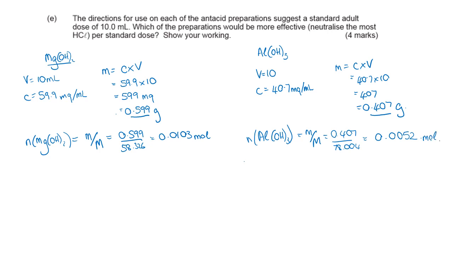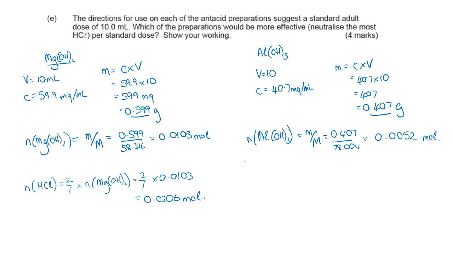so there's our moles of each, and you say, well, again, the magnesium hydroxide is the bigger number, but we've got to look at how much acid would be neutralized. So, for this reaction, the number of moles of hydrochloric acid neutralized would be 2 over 1 times the number of moles of magnesium hydroxide, which is 2 over 1 times 0.0103, which is 0.0206. So we have that.